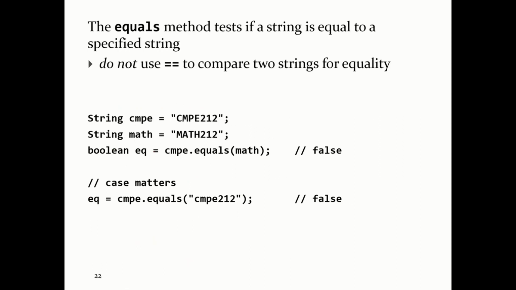And anything else? Oh, equals. Use equals if you want to test if two strings are equal. In both this course and in CISC 124, even on the exam, there are still students using equals equals to compare strings. Remember, if you want to compare strings for equality, use equals. It doesn't make sense to lose marks on the exam because you're using equals equals.